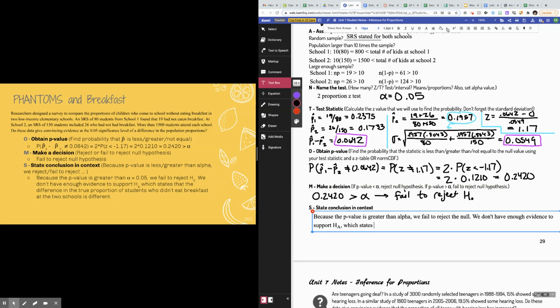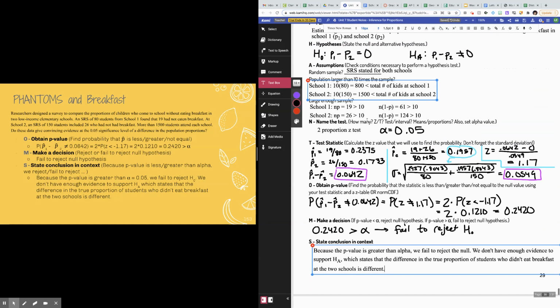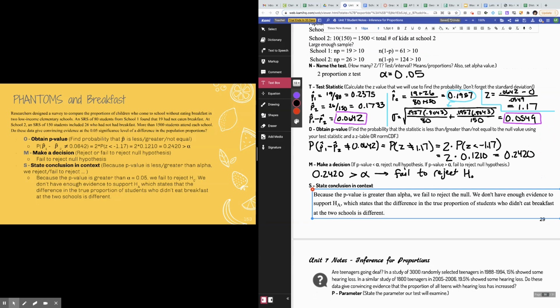Which states that the difference in the true proportion of students who didn't eat breakfast at the two schools is different. Okay, so again, I'm mostly just restating what I said in the parameter step right here. Okay, all right.